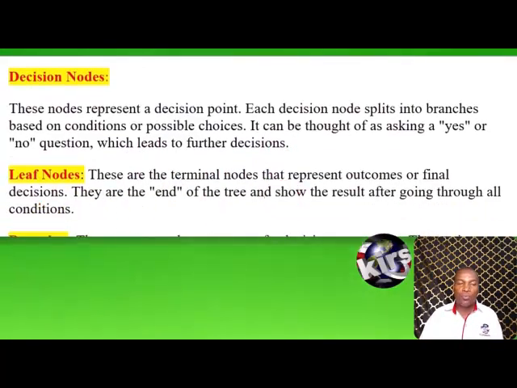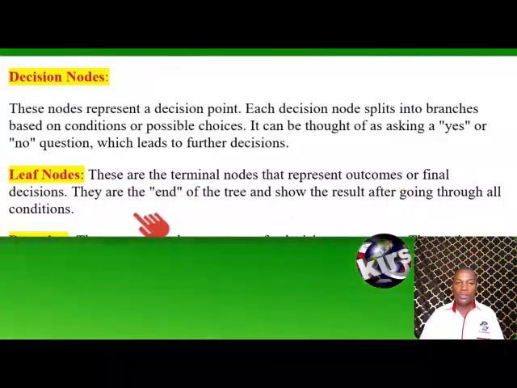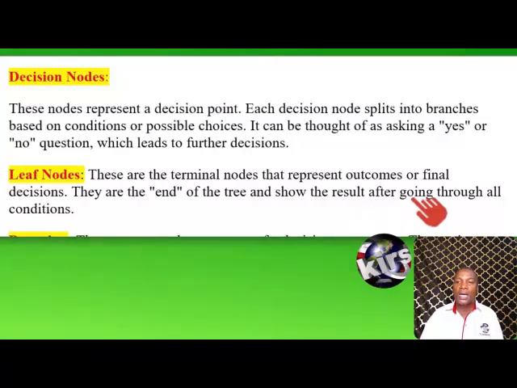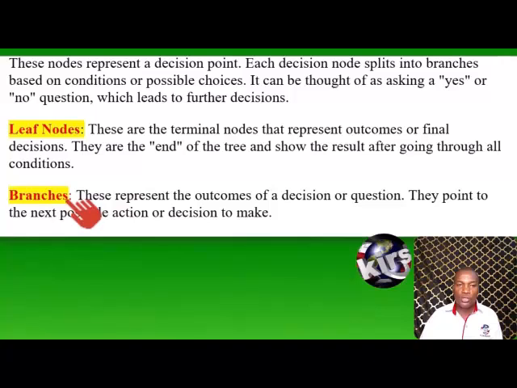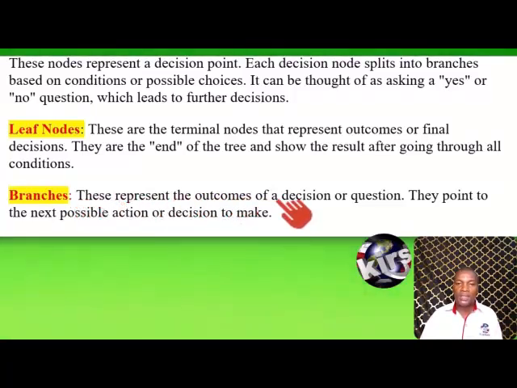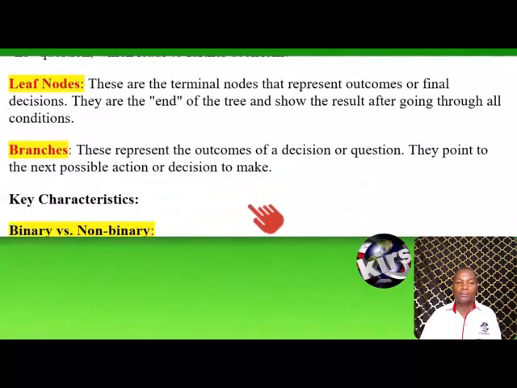Then the other term we need to define is leaf nodes. And these are the terminal nodes that represent outcomes or final decisions. They are the end of the tree and they show the result after going through all conditions. Then the other terminology is branches, and these represent the outcomes of a decision or question. This points to the next possible action or decision to make.